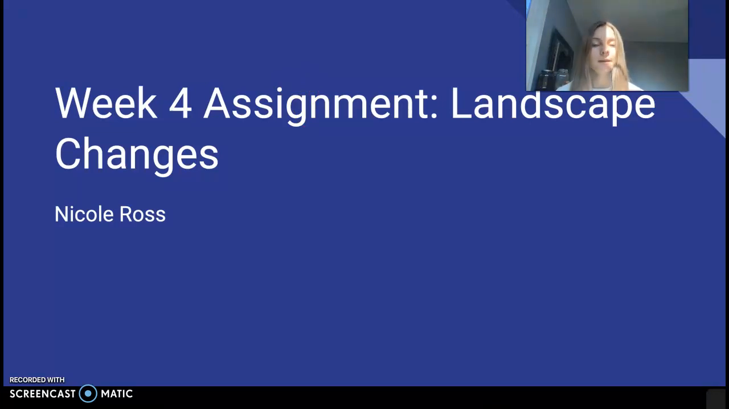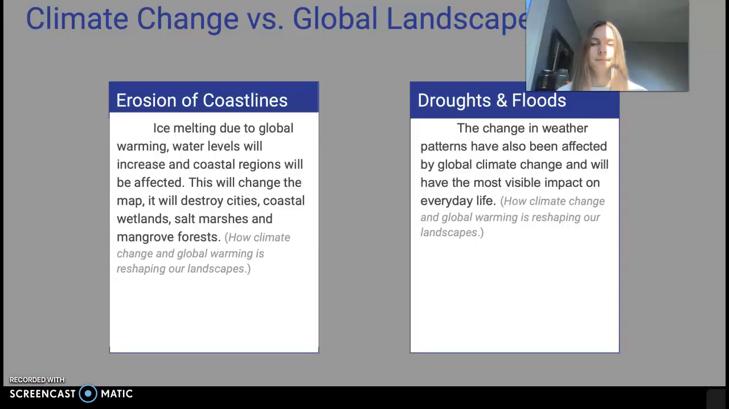This is my week 4 assignment of landscape changes. The global landscape versus climate change. I chose two categories: erosions of coastlines, and droughts and floods.